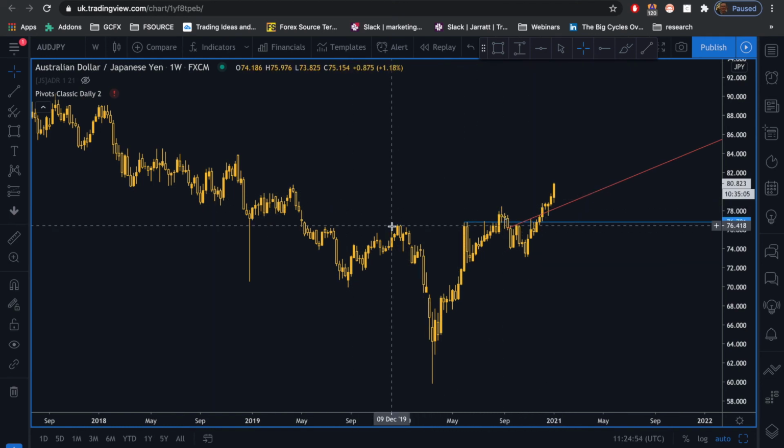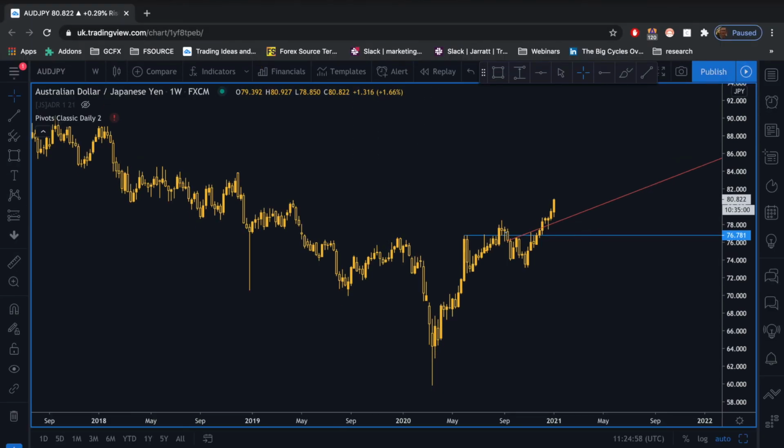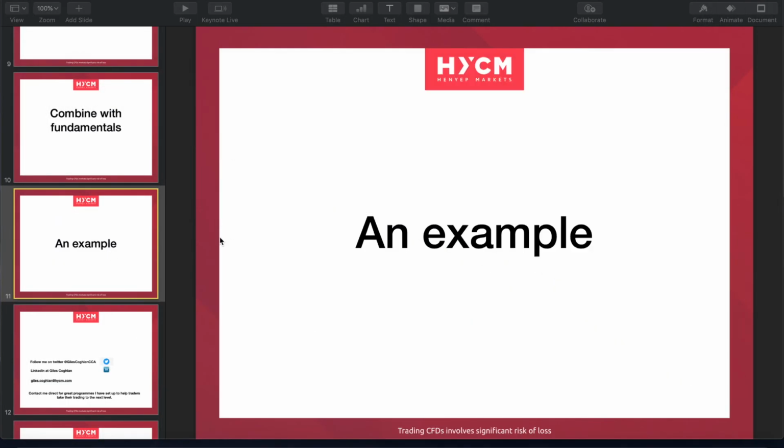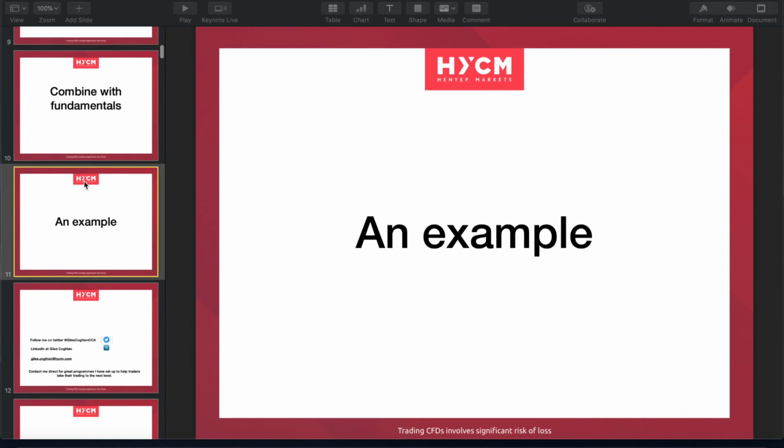Not trading advice, of course, but it's just good to have education to see how someone from a professional trading background goes about making trading decisions and goes about using the reverse head and shoulders pattern.